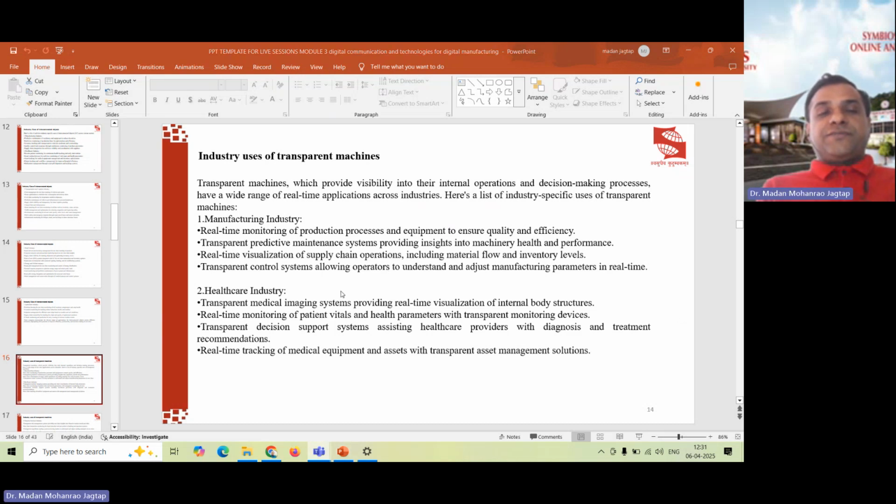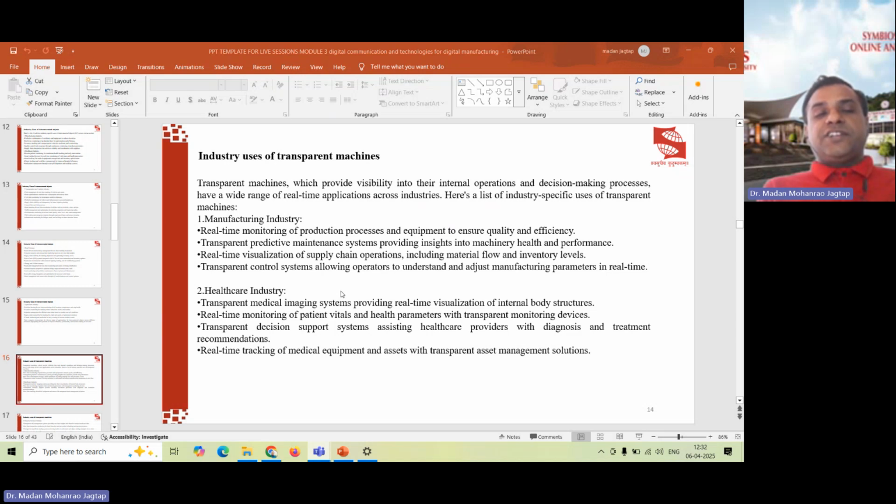So, manufacturing industry. Real-time monitoring of production processes and equipment to ensure quality and efficiency. That is the first use of transparent machines in the manufacturing industry. Then transparent predictive maintenance systems providing insights into machinery health and performance. Real-time visualization of supply chain operations, including material flow and inventory levels. Transparent control systems allowing operators to understand and adjust manufacturing parameters in real time. So these are the uses of transparent machines in the manufacturing industry.